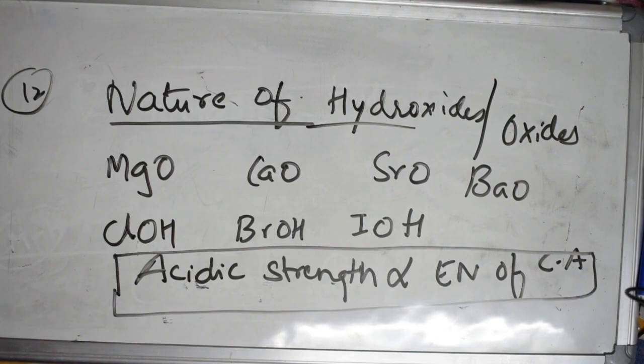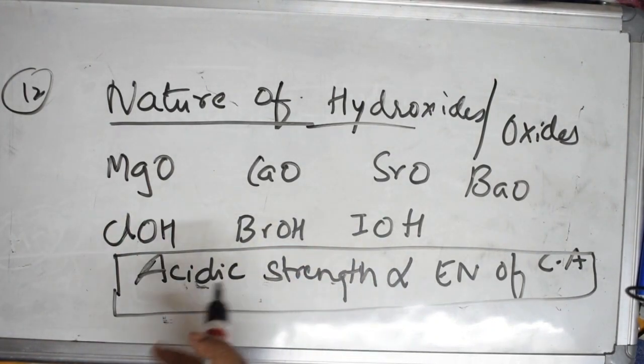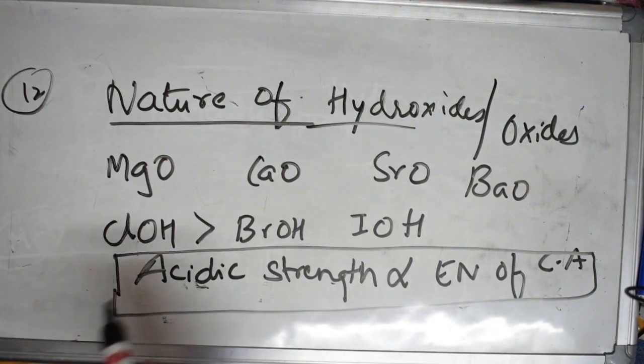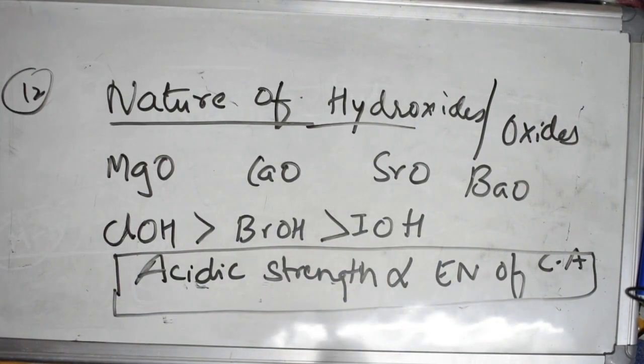Which has more electronegativity among chlorine, bromine and iodine? Chlorine, isn't it? So this will have more acidic strength. Bromine, isn't it? Bromine will have more acidic strength.